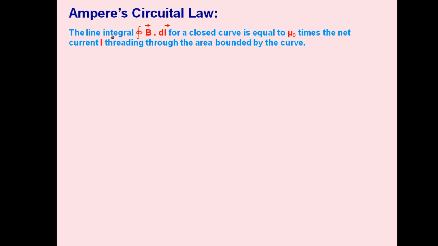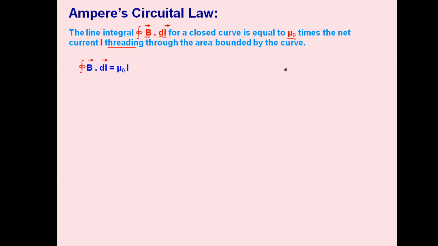So let's start the next topic, that is Ampere's circuital law. According to this law, this is basically, in comparison with the topic Gauss law we have already discussed in electrostatics. According to this, the line integral of magnetic field, that is B vector and dl vector taken dot product, for a closed curve is equal to mu naught times the net current I that is threading the path, or threading through the area bounded by the curve. What does this mean? Let's see in the figure.